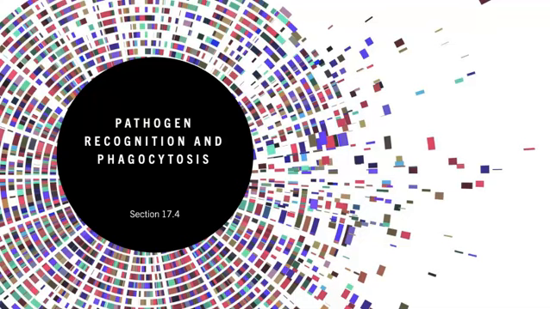Hello and welcome to our video on section 17.4 where we're going to talk about pathogen recognition and phagocytosis. If you remember, phagocytes are the cells whose main function is to seek, ingest, and kill pathogens through the process of phagocytosis.